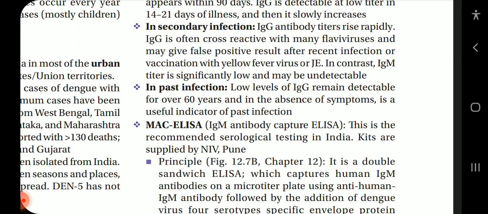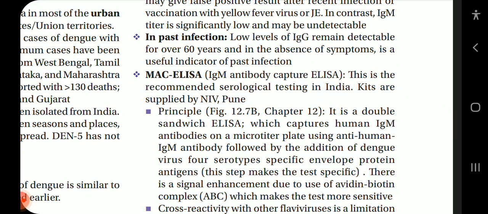MAC ELISA, IgM antibody capture ELISA. This is the recommended serological testing in India. Kits are supplied by NIV Pune.